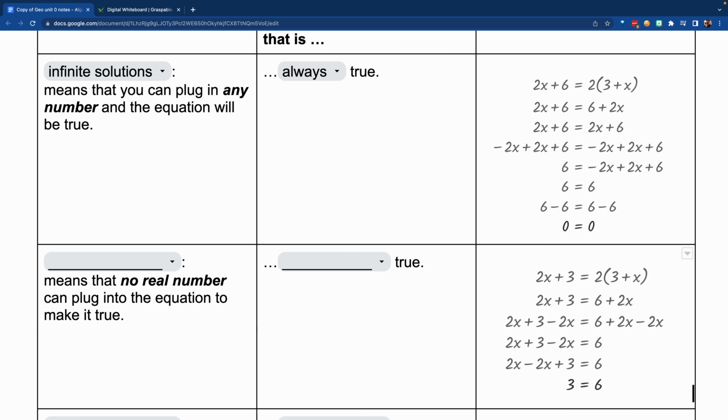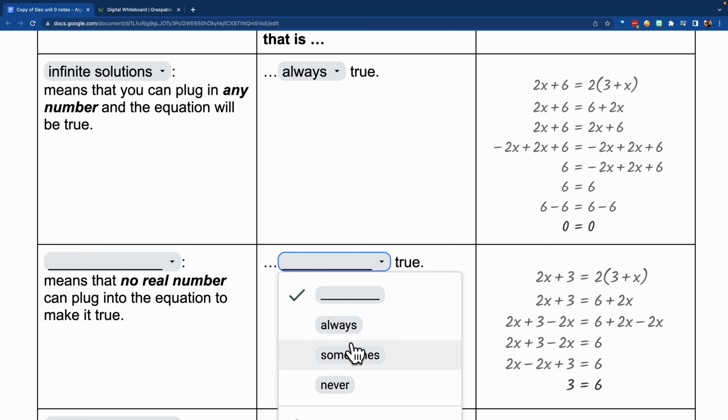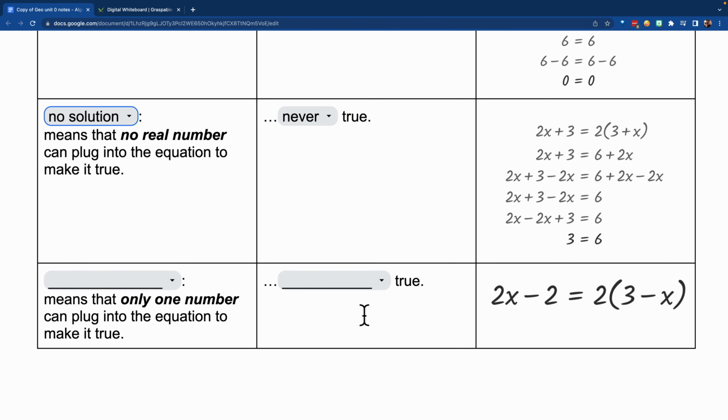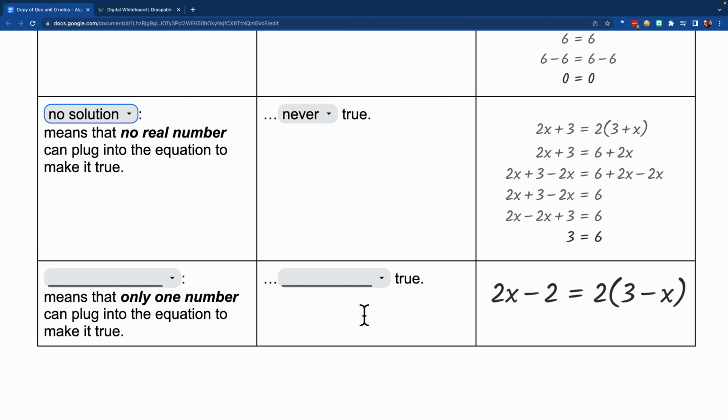I'll delete this one, replace it with my work. And if it's never true, then that means it is no solution. Sometimes they'll come up with an equation and there is no solution that makes that true because it started off with a bad example. Now this last one is probably going to be our most common one, the majority of the equations that you see.